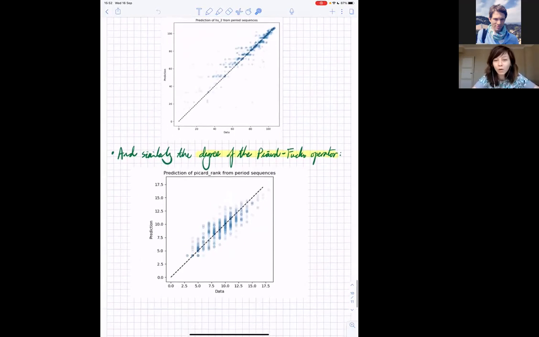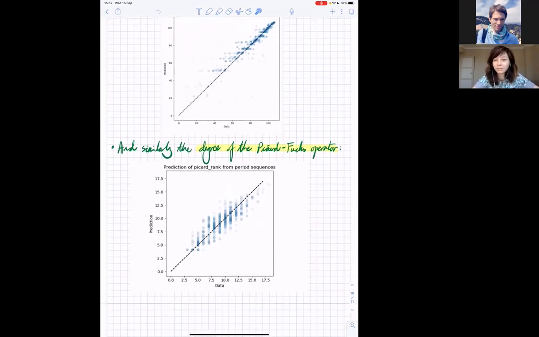The next thing was, can we machine learn the rank of the Picard group, or, modulo a little bit of manipulation, the degree of the Picard-Fuchs operator? I think this is still quite a nice, convincing result. It's not as nice as the other ones, but it's still pretty good.